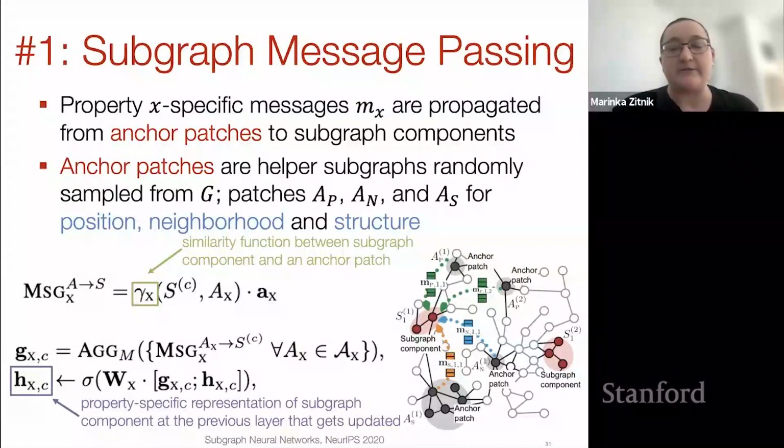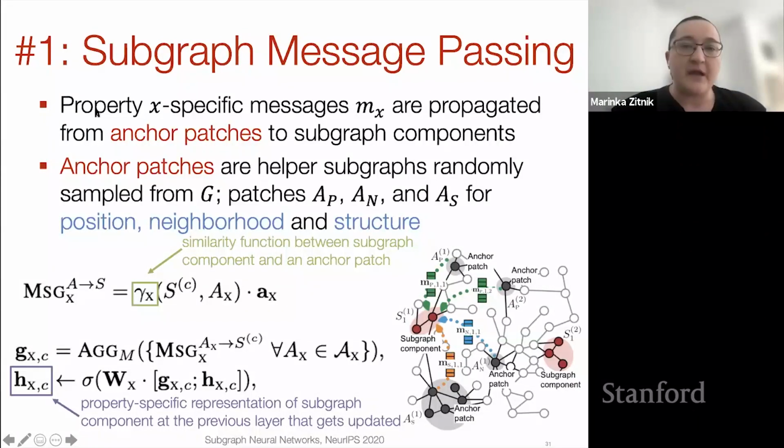So the subgraph message passing scheme has the following structure. There are neural messages specified. Those messages are specific for each of the three properties, so they're denoted M sub X, and those messages are propagated from anchor patches to subgraph components. Anchor patches are just helper subgraphs that are sampled randomly from the underlying graph G. And there are three different kinds of patches, to capture position, neighborhood, and structure. The message passing is then formulated as: the message from an anchor patch A to subgraph S is sent, and its contribution is weighted by a similarity function between a subgraph component and an anchor patch, that represents a weight of how much an embedding of the anchor patch will contribute to the embedding of the subgraph.